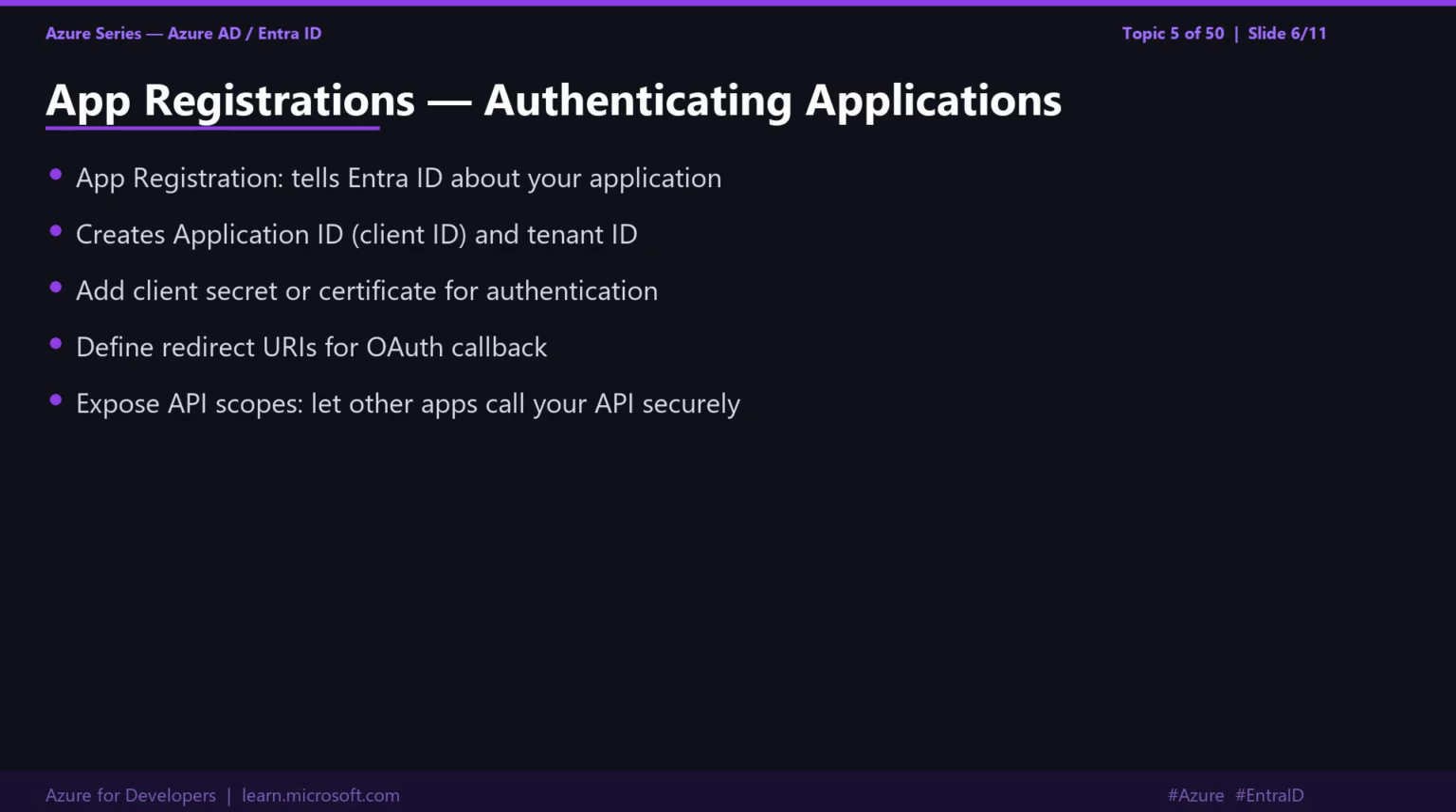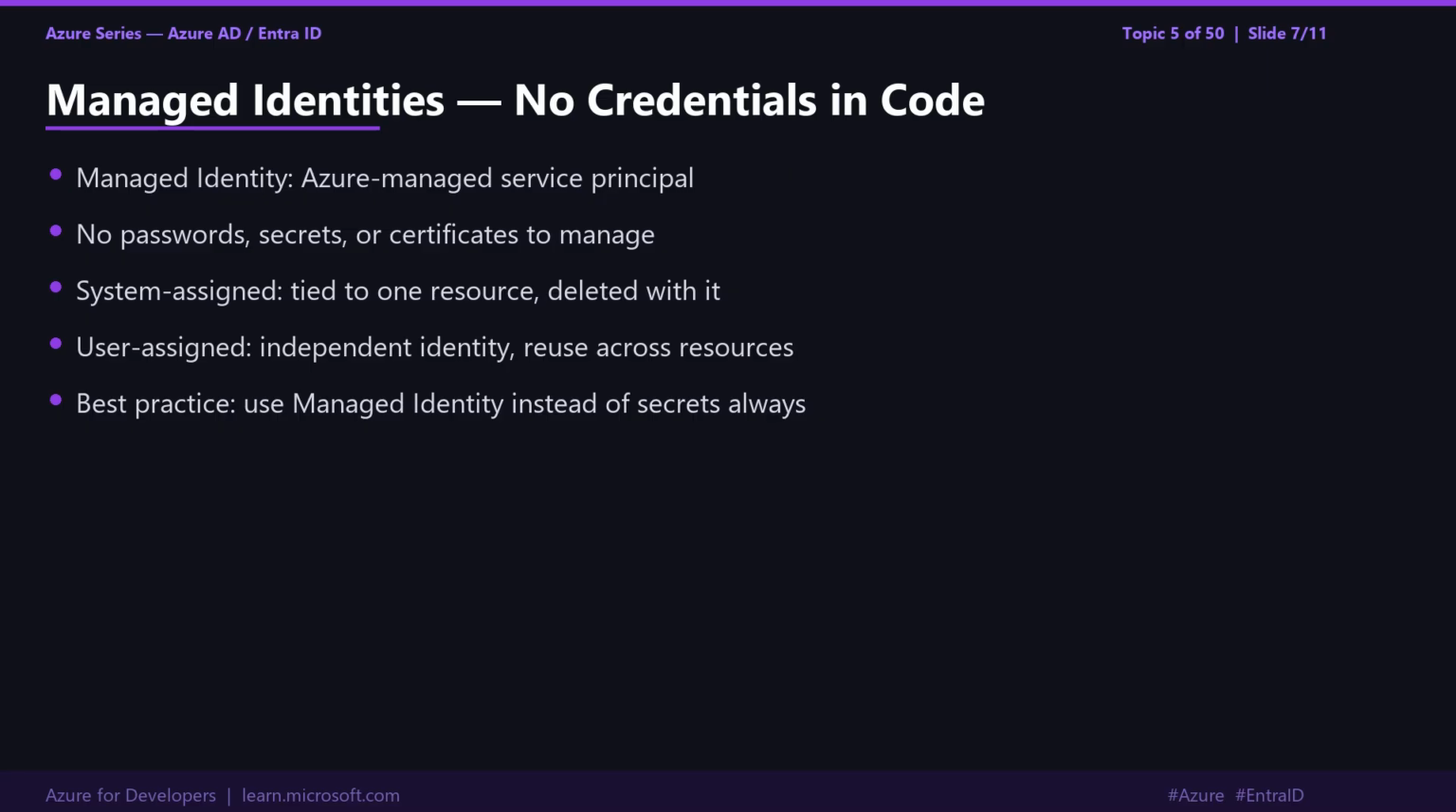For web applications where users sign in, you define redirect URLs. These are the URLs that Entra ID is allowed to send the authentication callback to. This prevents attackers from redirecting tokens to malicious sites. If you are building an API and you want other applications to call it securely, you define API scopes in your app registration. Other apps then request those scopes when getting a token, and your API validates that the token includes the required scope. This is one of my favorite features in Azure and one of the most important security improvements you can make to any Azure application.